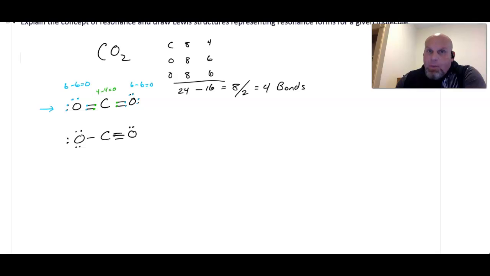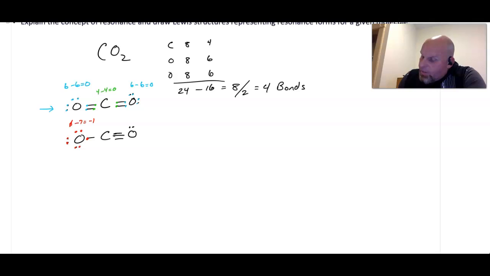Now let's look at this other possible structure that I've drawn, and you can see what's going to happen here. If I take a look at this oxygen, again, the number of valence electrons in the free atom is still 6, but if I look at this structure, it appears as though this oxygen, 1, 2, 3, 4, 5, 6, has 7 valence electrons. So this oxygen has a formal charge of -1.